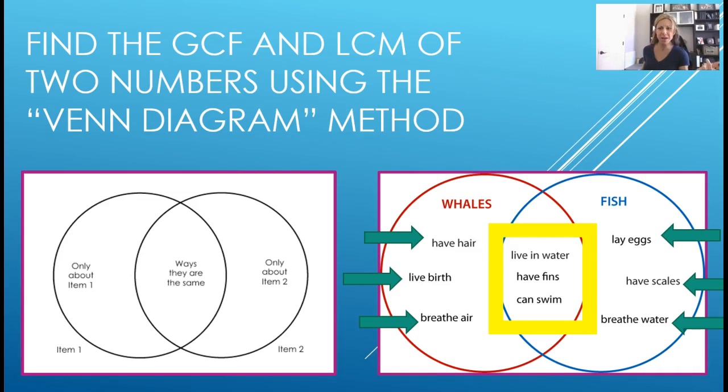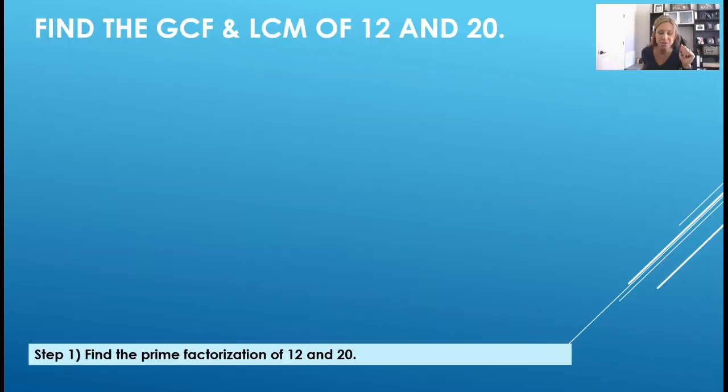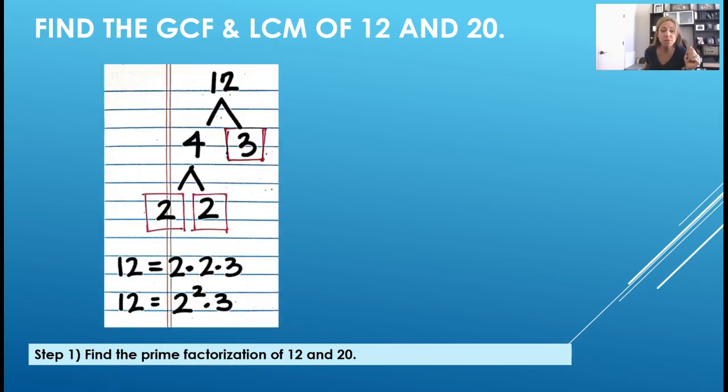So what's this have to do with math? Well, let's take a look with some numbers. Let's say we want to find the greatest common factor and the least common multiple of 12 and 20. The first thing we are going to do is find the prime factorization of the number 12, and then we're going to find the prime factorization of the number 20.